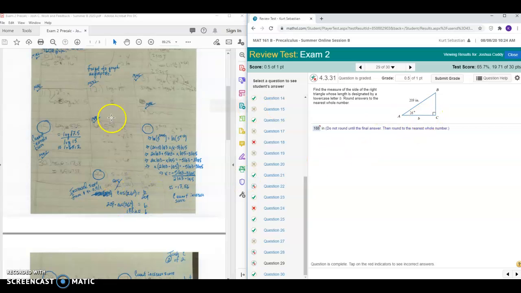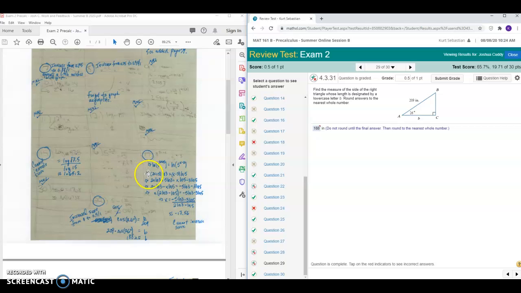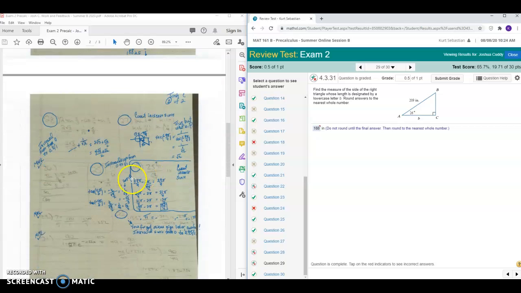So you had the right idea, but you're just using sine versus cosine. So you have to understand what sine is. It's opposite over hypotenuse. Increased your score there from 0 to 0.5. Okay, and that's it on this first page. So now it looks like you started working backwards. So let's look at 28.